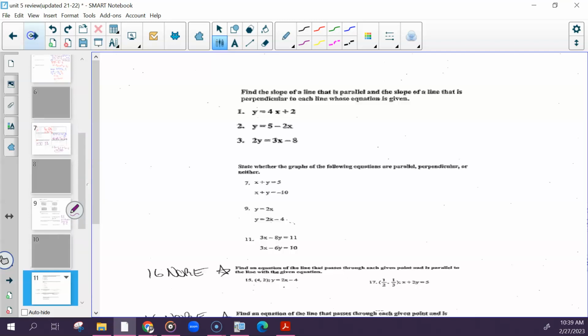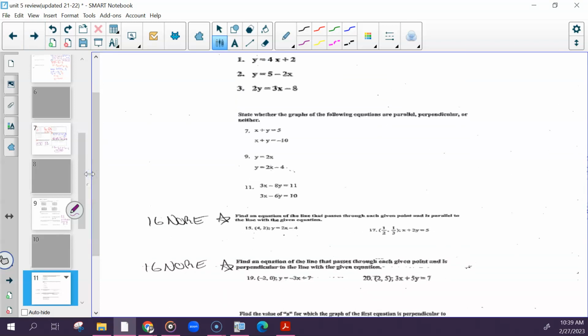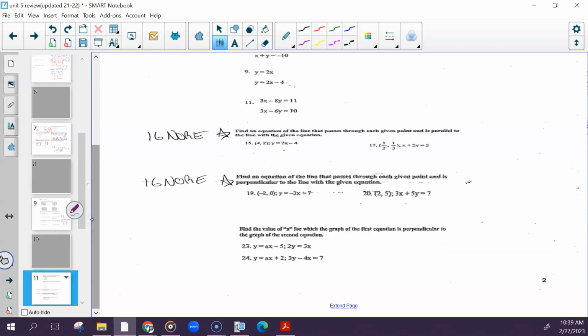On the next page. Some of these questions are the same as 2 pages ago. These 1 through 11, these jump weird numbers. These first 2 sections were on that last page, and this last section was on that last page. You can cross out the ignore. So if you have questions on 15, 17, 19, or 20, we can go through those. Which one? 15. Okay.